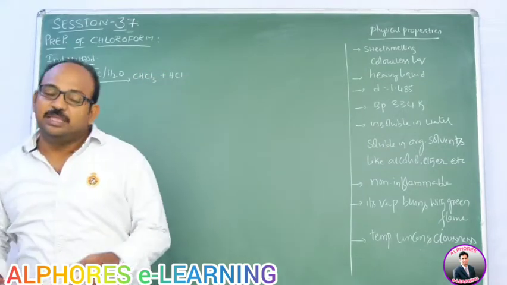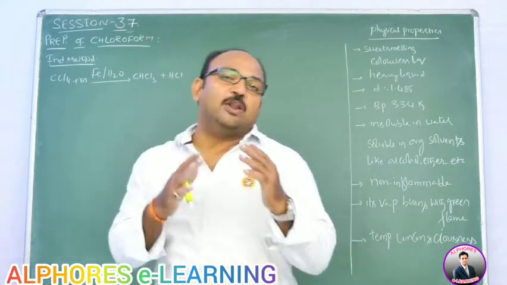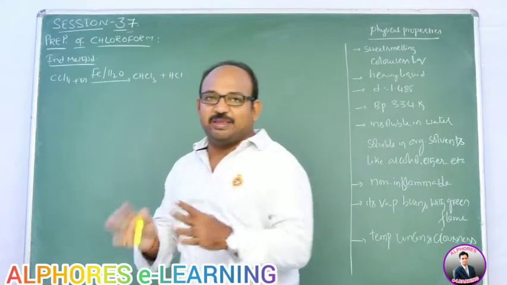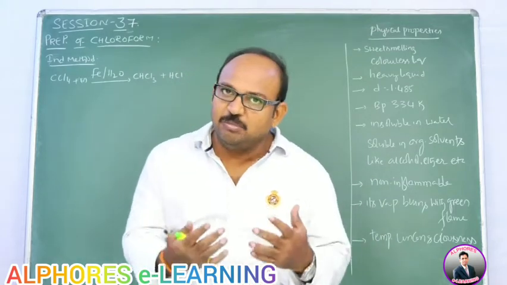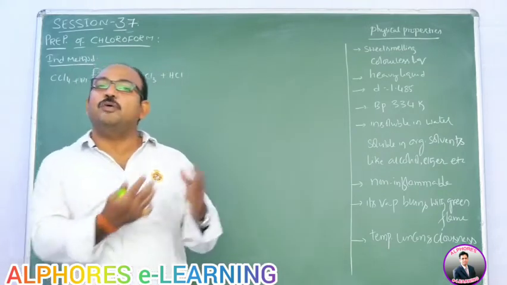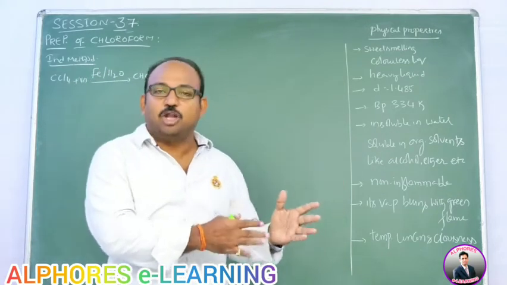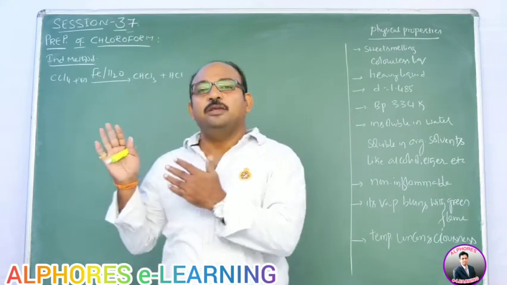See here, this reaction is the reverse of halogenation of methane. Methane upon halogenation first gives chloromethane, next methylene chloride, third chloroform, and fourth carbon tetrachloride. Now, reverse to that, carbon tetrachloride upon reduction gives chloroform.